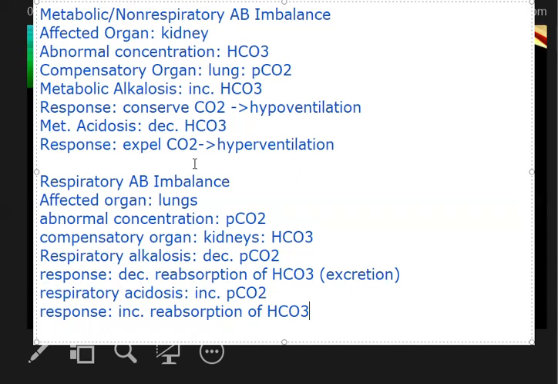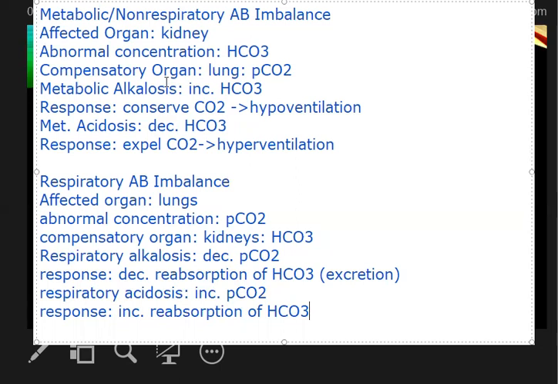Okay, so in the case of your metabolic acidosis, you have to expel your carbon dioxide because your body is in an acidic state already, right? If you don't expel more carbon dioxide and it just stays inside the body, then it will make the body more acidic.